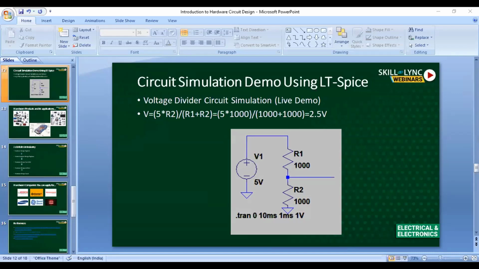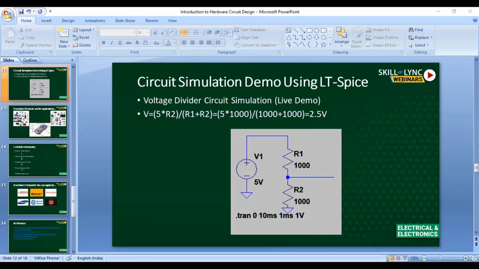Since I have taken, for basic understanding, a very simple voltage divider circuit, here we have selected two resistors, pull up and pull down resistors, and we are interested in the voltage at the midpoint, and the input to this circuit is 5 volt.